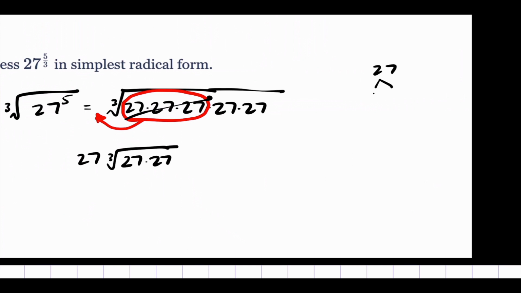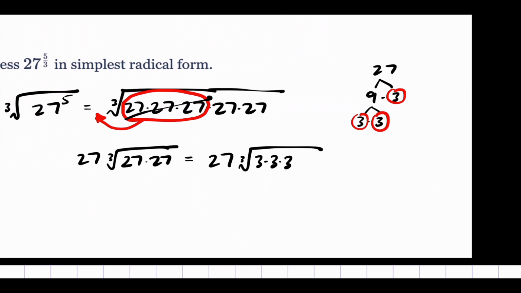Okay. So 27, 9 times 3. Circle the 3. 9 is 3 times 3. So, yep. Turns out each of those 27s has 3 threes. So I have 27 in front. And then each of those guys has 3 threes, making 6 threes total. Now I have more triples.